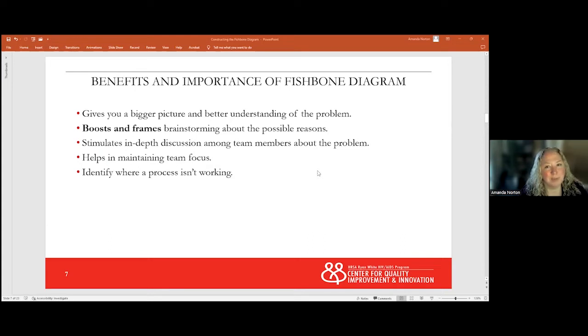It helps to keep your focus, because we all have been part of those team meetings where there is no focus and they are not enjoyable. And it really pinpoints places where things are not working. I have not seen any questions, but as I said, if you do have questions as we go along, feel free to put them in the chat.